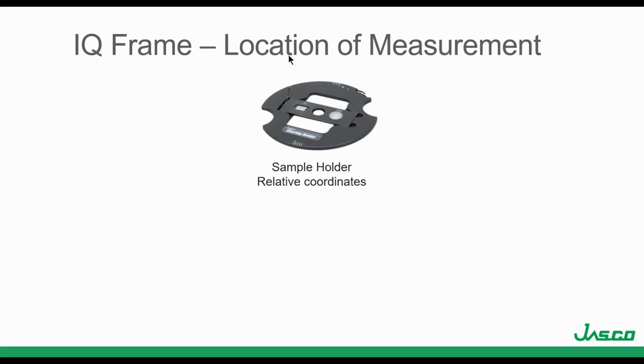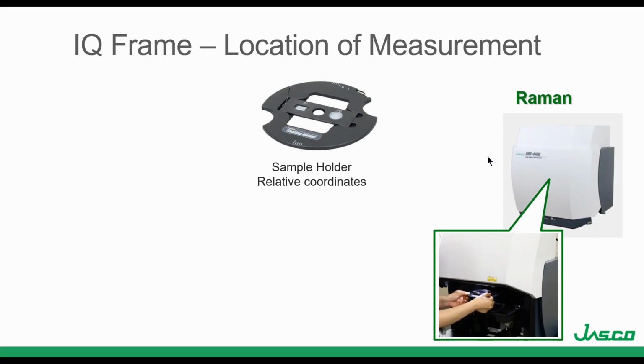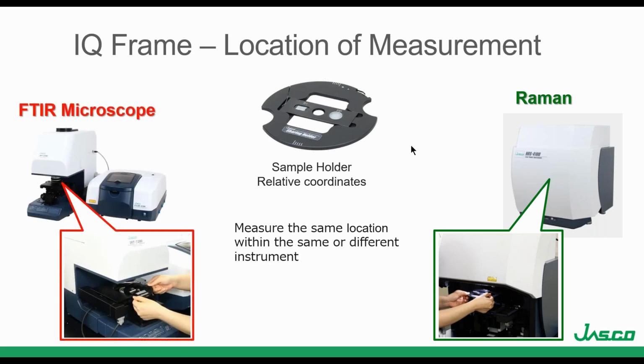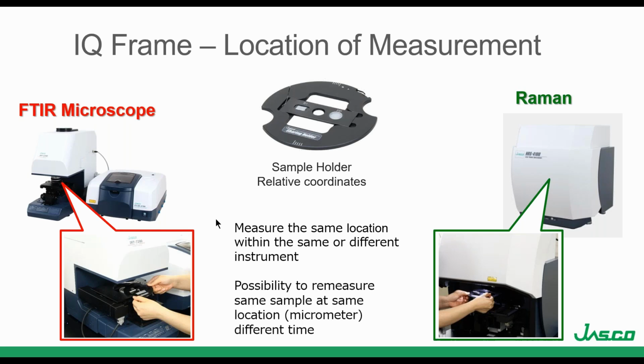The frame of location of the measurement is just in this accessory. We use a sample holder with relative coordinates, and these coordinates are the sample. These relative coordinates are saved in the file where the measurement is done, and actually can be used to measure the same position in a Raman instrument, also in an FTIR microscope. And we can measure the same location either in the same Raman instrument or go to the other instrument. And we have the possibility to measure the same sample at the same location, at micrometer size, at different times.